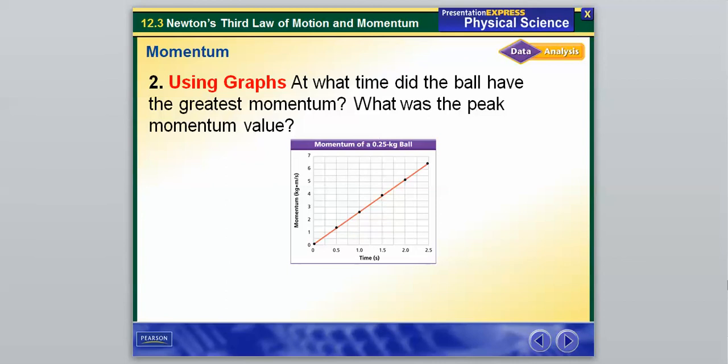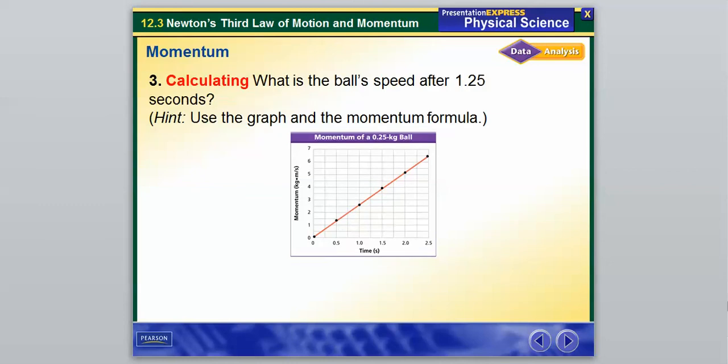And then for our last one, what is the ball's speed after 1.25 seconds? And so it says to use the graph and the momentum formula. Again, remember our momentum formula is mass times velocity. So our mass is right here, and we might know our momentum right here. So we're just going to plug in some different values to figure out what our velocity would be.